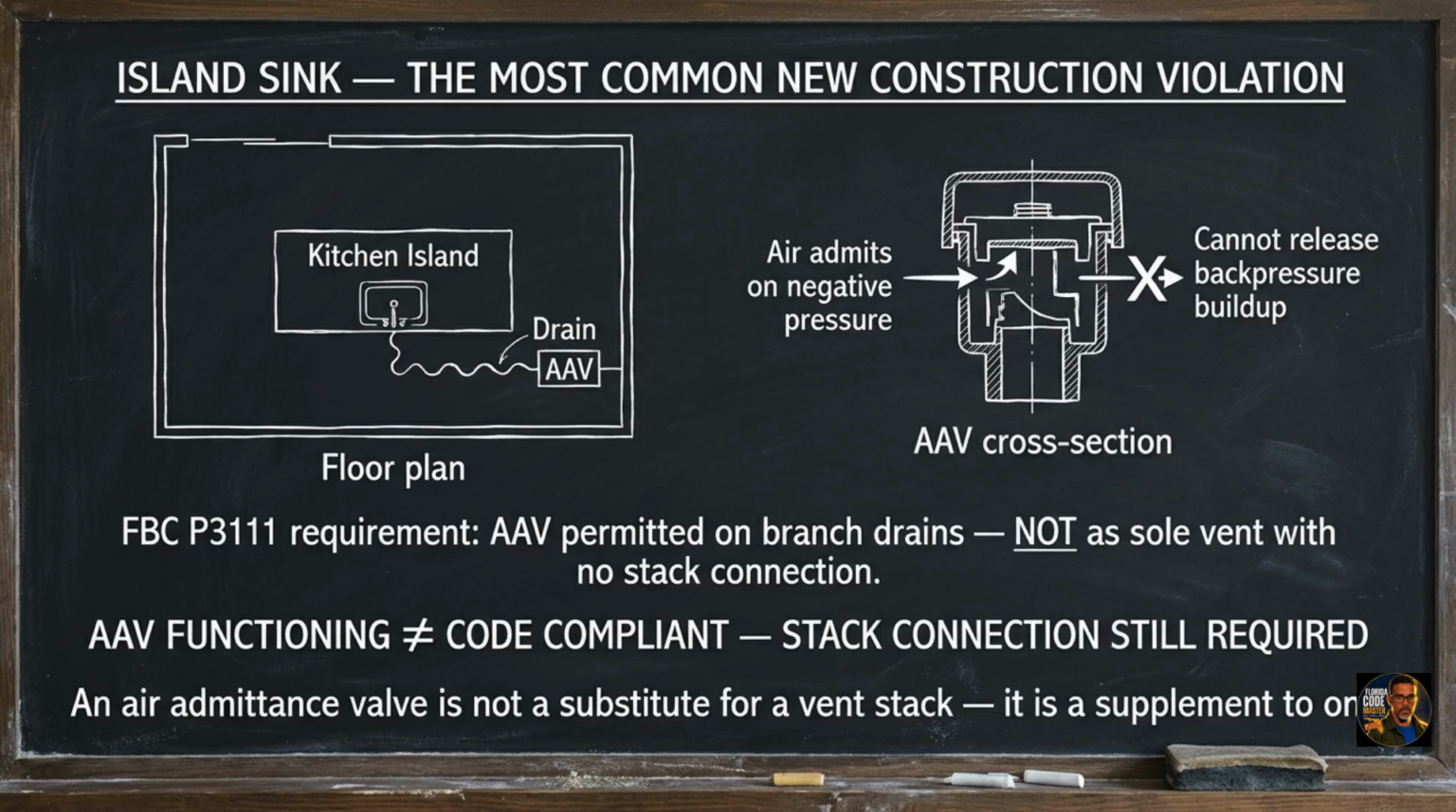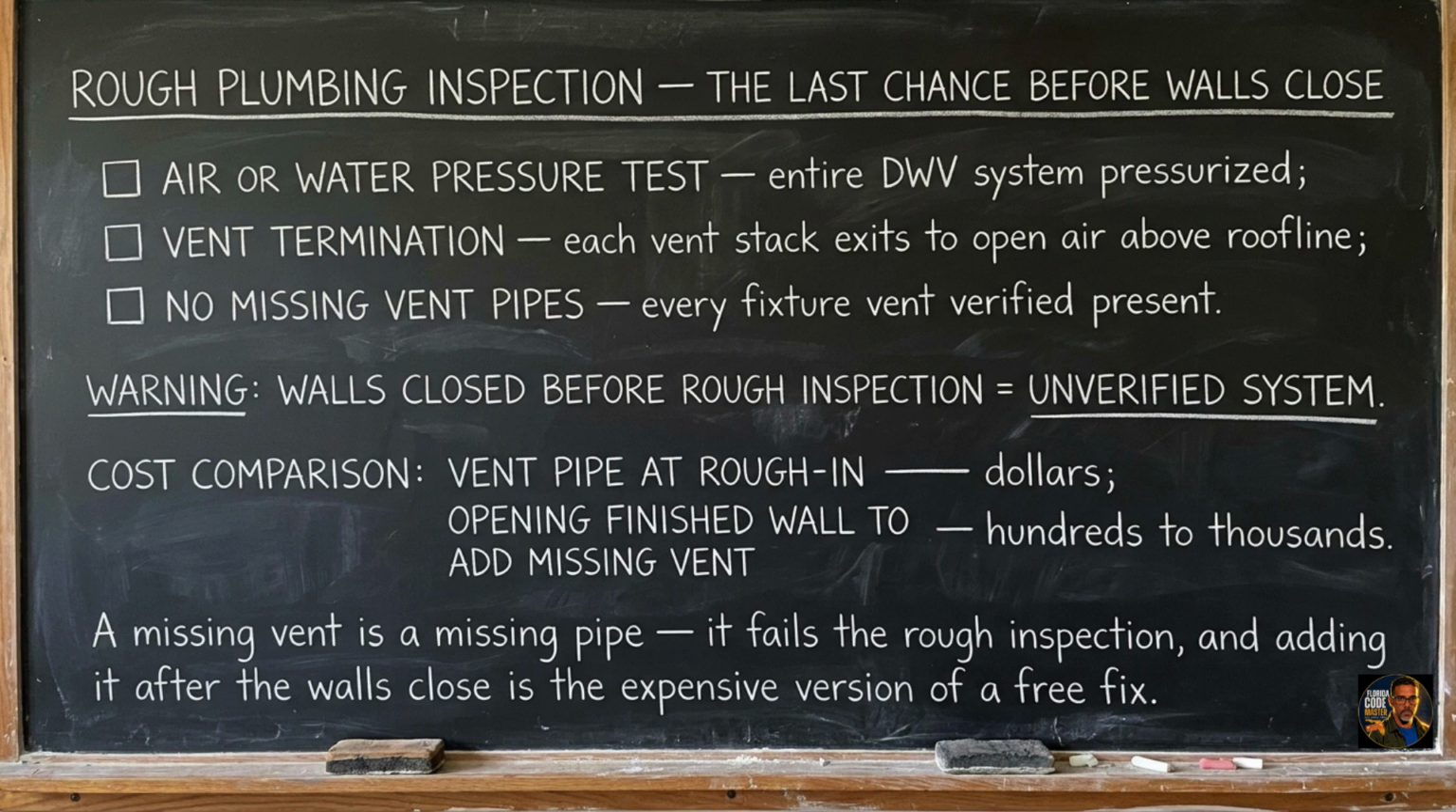is functioning or not. The rough plumbing inspection is the last point where the vent system can be verified before walls close. The inspector performs an air or water pressure test on the entire DWV system, pressurizing to confirm no leaks and that every vent terminates correctly to the exterior. A missing vent is a missing pipe. A missing pipe fails the rough inspection. Walls closed before rough inspection approval conceal an unverified system, and opening those walls to add the missing vent is the most expensive version of a fix that costs almost nothing during rough-in.